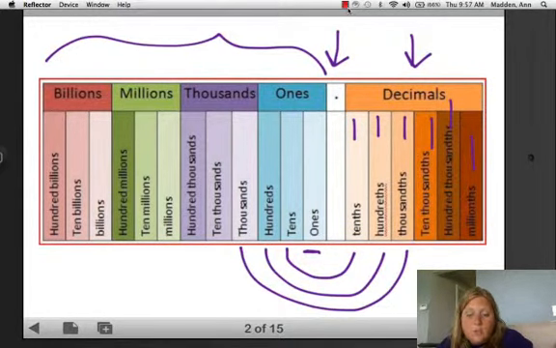The difference between the tens and the tenths is the TH. The hundreds and the hundredths is a TH. The thousands and the thousandths is the TH. So you know if you're talking about a number in the decimal place because we have a TH at the end.